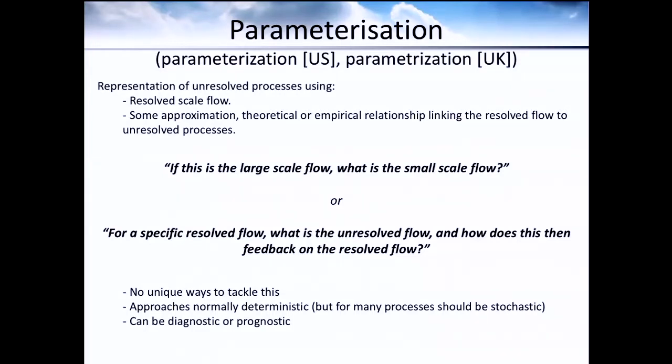There's no unique way to tackle this. The approaches are normally deterministic, which means that if you have a certain resolved scale flow, your parameterization will give you one answer, and then if the next day you have that same resolved scale flow, that parameterization will give you exactly the same answer. So that's what deterministic means. But really these should likely be stochastic, because very small differences in large scale flow can lead to large differences in the small scale flow based on chaos theory. Some of them can be diagnostic, some of them can be prognostic, and I'll show you what that means a little bit later.